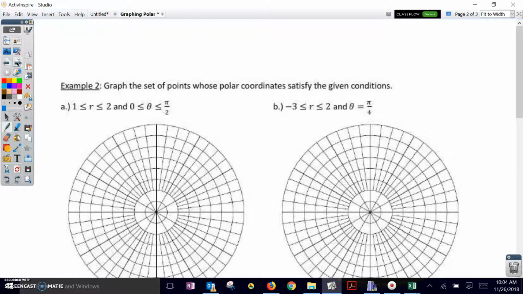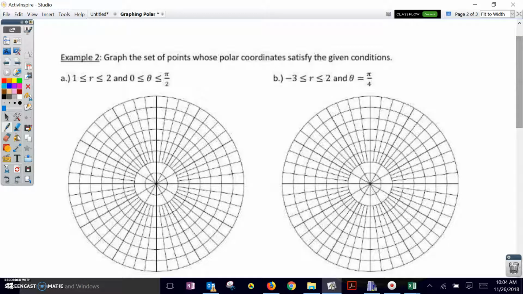Alright, so we're first going to graph the set of points where the radius is between 1 and 2 and the angle is between 0 and pi over 2. So we've got the angle between here and here and the radius between 1 and 2. And so any point in this region meets those specifications. The radius is between 1 and 2, and the angle is between 0 and pi over 2, and we end up with that little macaroni almost shape.